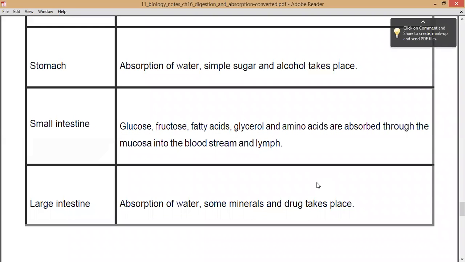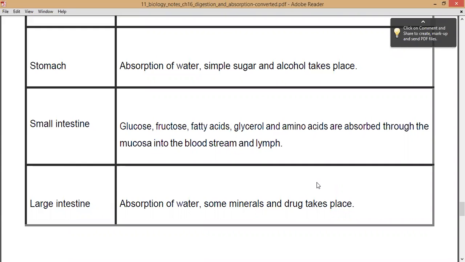So the small intestine is said to be the most important organ of the alimentary canal, which is responsible for the most absorption taking place.